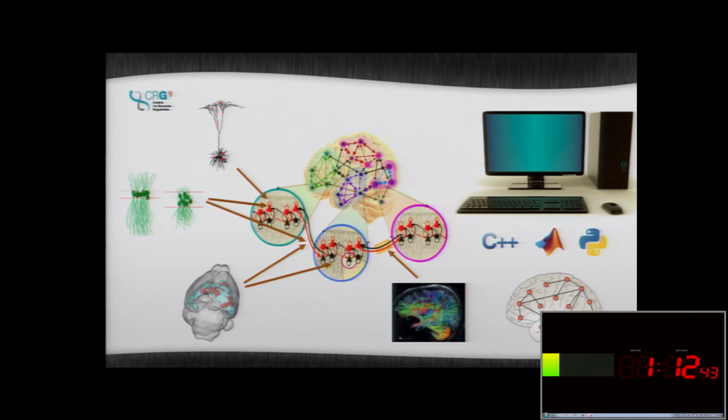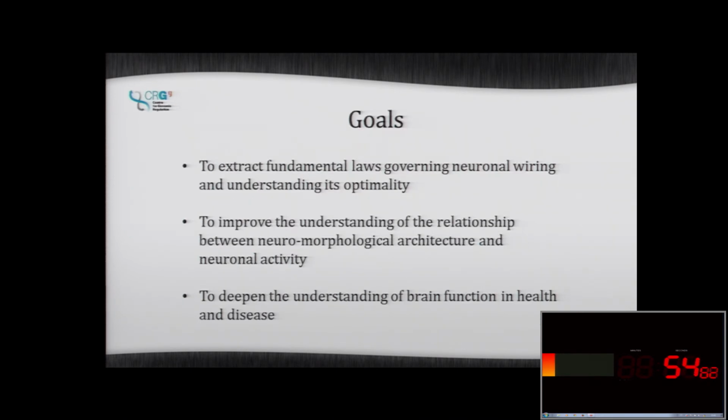The long-term objective of the project is to introduce all this data into computational models that we developed in the lab, and to see, tuning the parameters that account for these neuromorphological properties, what is the effect of each of the alterations in the behavior of the neuronal networks. So the goals of my project are to extract fundamental laws governing neuronal wiring and understanding its optimality, to improve the understanding of the relationship between neurons, neuromorphological architecture, and neuronal activity, and to deepen the understanding of brain function in health and disease.